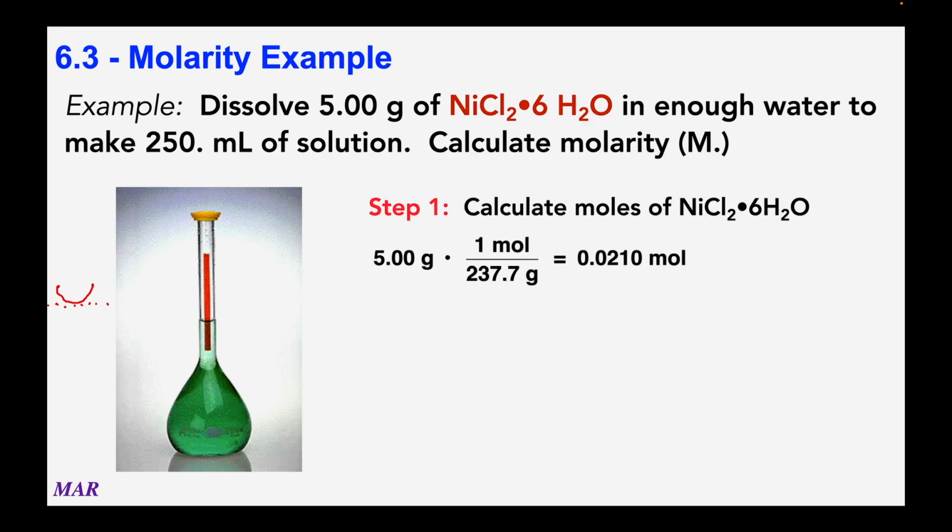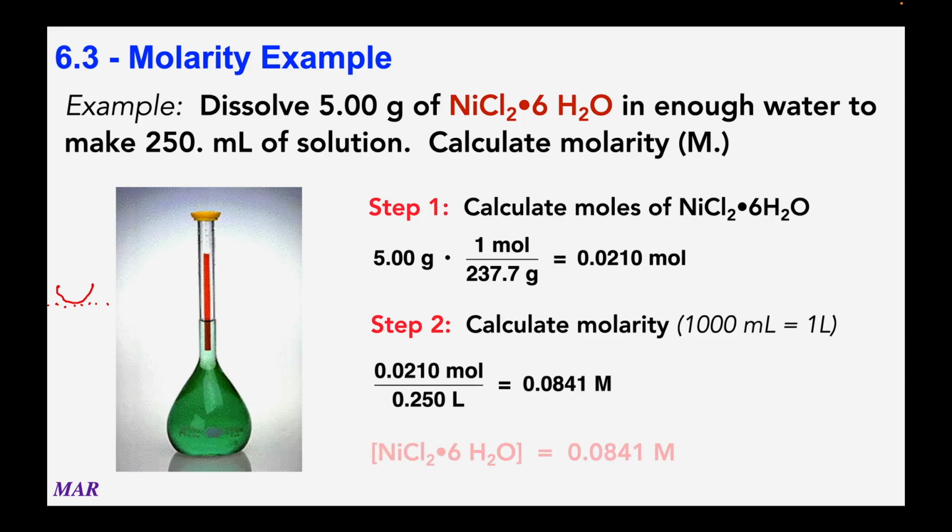So anyway, we'll find the molar mass of nickel(II) chloride hexahydrate. And when you do that, it's a nickel plus 2 Cls plus 6 waters. And when you do all that, 237.7 grams per mole. So 5 grams divided by the molar mass gives you the moles of the solute. We're also going to convert milliliters into liters. So 250 milliliters divided by 1,000 milliliters per liter is 0.250 liters.